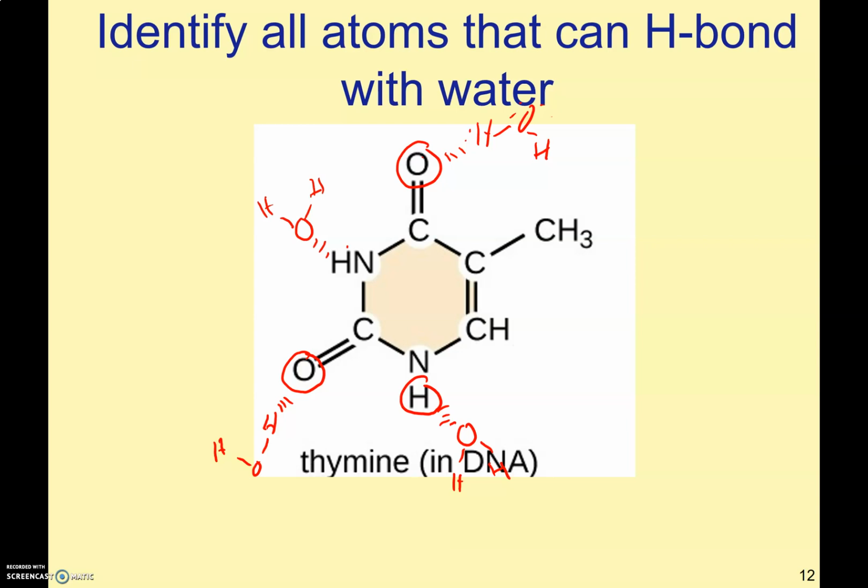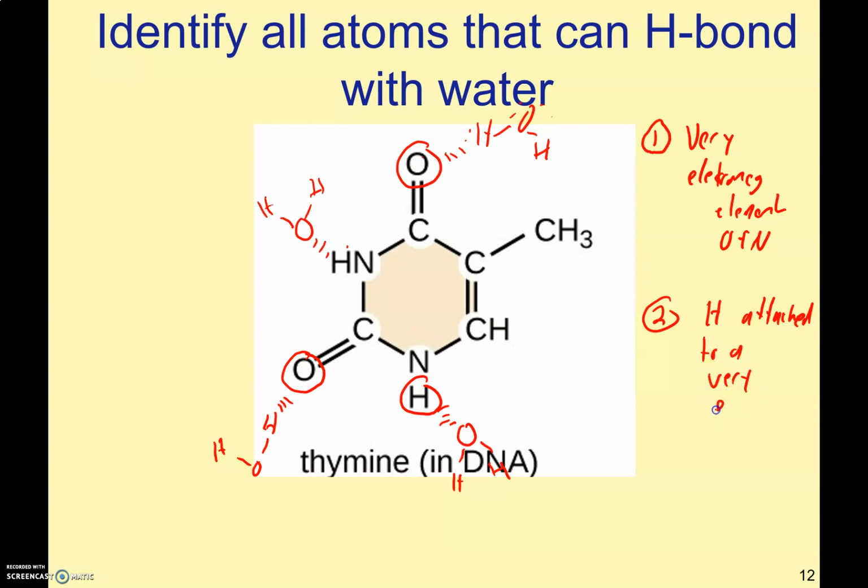So again, to be able to hydrogen bond to water, two things need to be true. You need to be a very electronegative element, and those are O, F, and N. Those can hydrogen bond to water. Or you can be a hydrogen attached to a very electronegative element, which again is O, F, or N. So I would like you to take pictures of this slide, please.